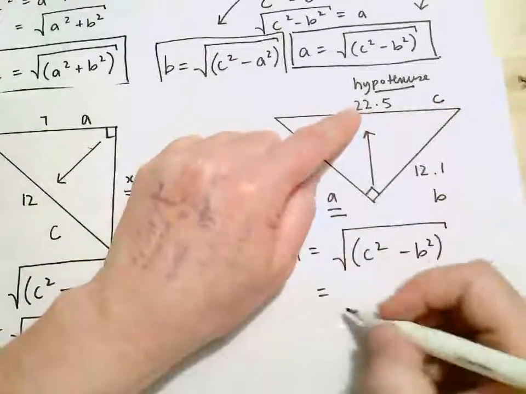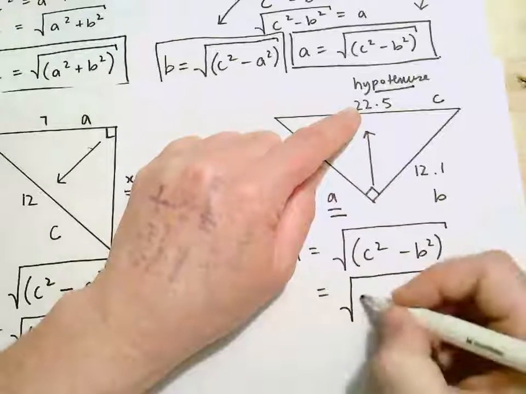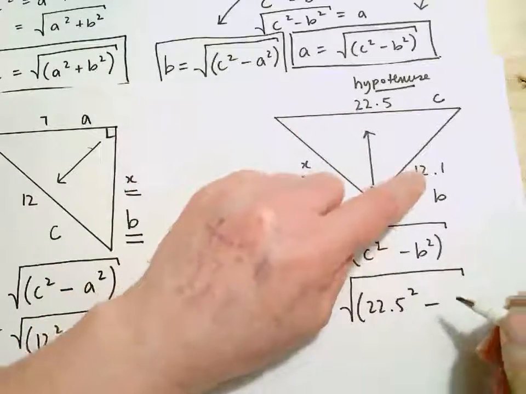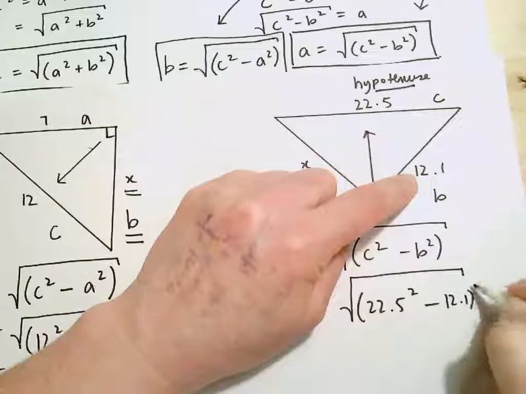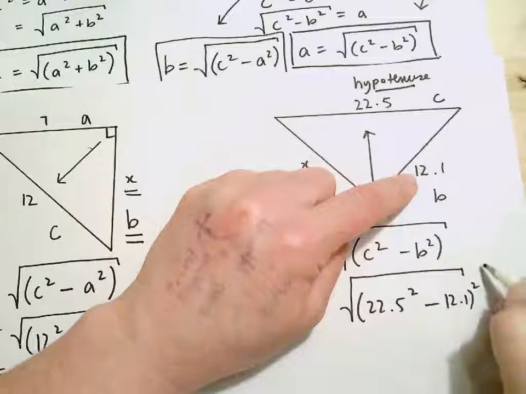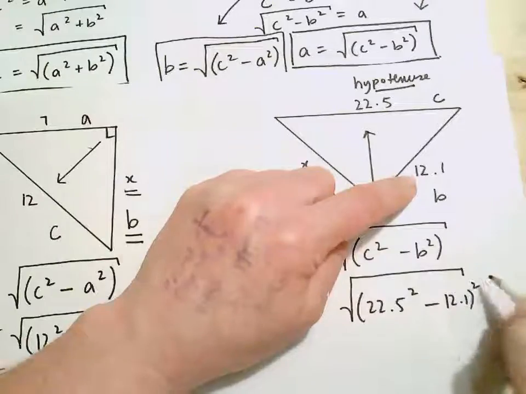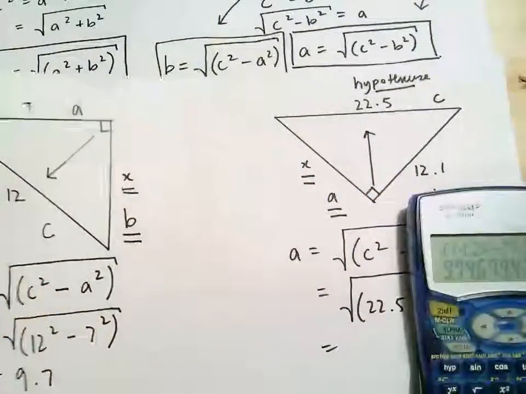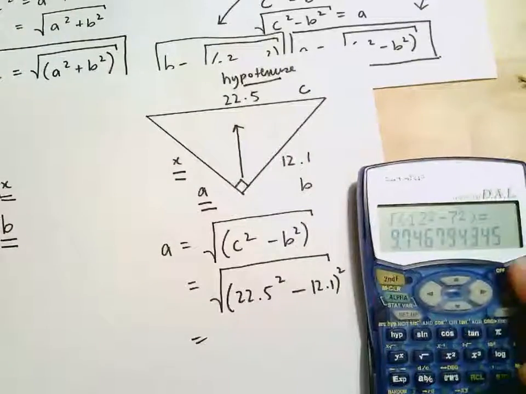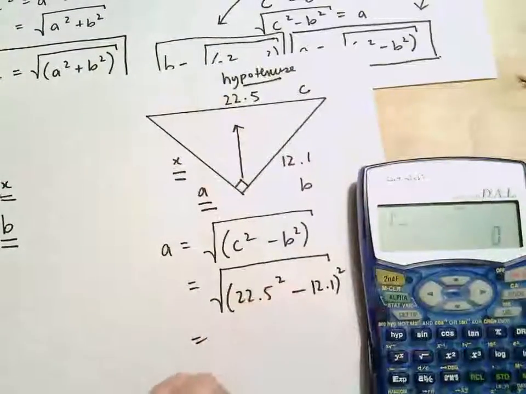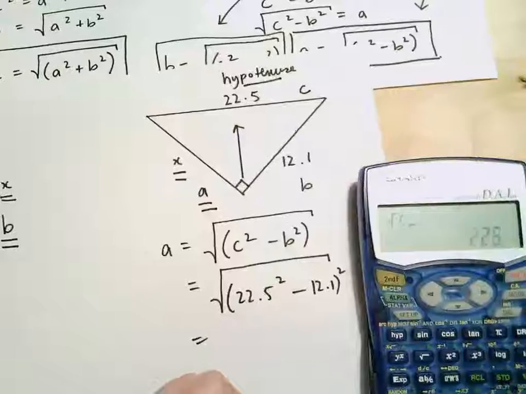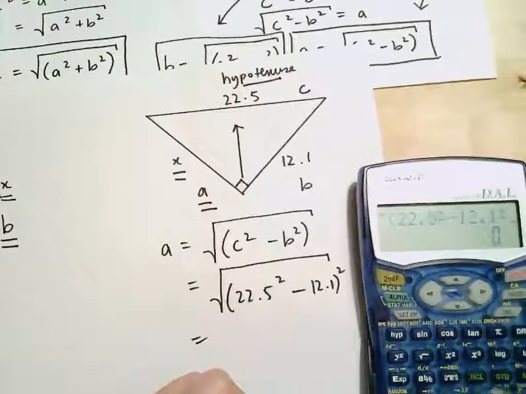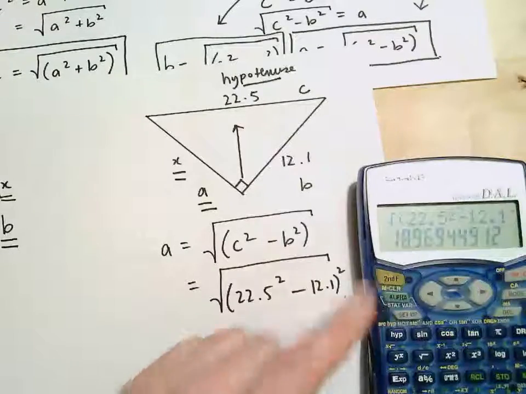C was 22.5, put my square root sign, 22.5 squared. B here is 12.1 squared. Don't forget to close your brackets. My little square root should go a little bit further there. Then I plug it into my calculator and see how I've gone. So we've got the square root of 22.5 squared, take away 12.1 squared. Close your brackets and equals.